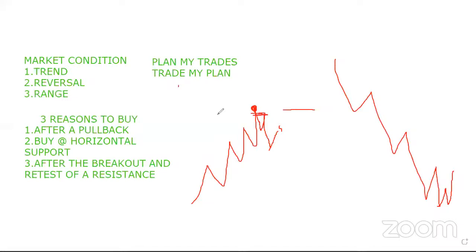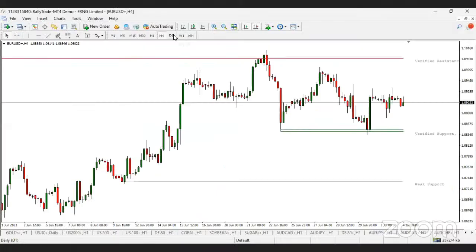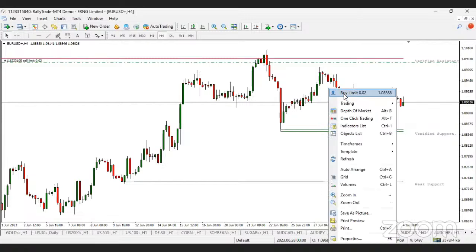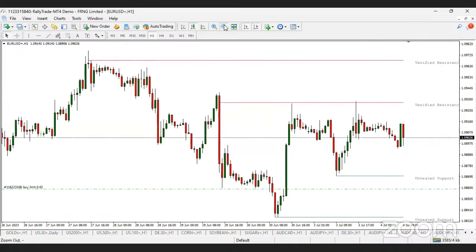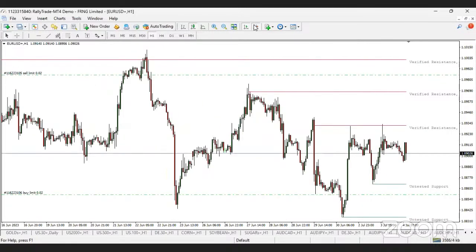Now, there are two types of consolidation markets, and the formulas to trade them are different. If the consolidation is very wide, you trade inside the box, sell limit, buy limit. But if the consolidation is very small, you don't trade inside the box, you use buy stop, sell stop. So for Euro USD, I'm seeing a clear consolidation. It's not trending, it's consolidating. Sell high or buy low. It's as simple as that.